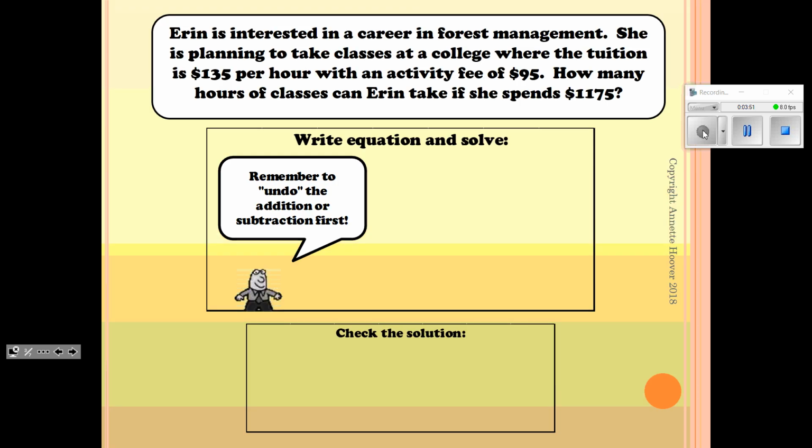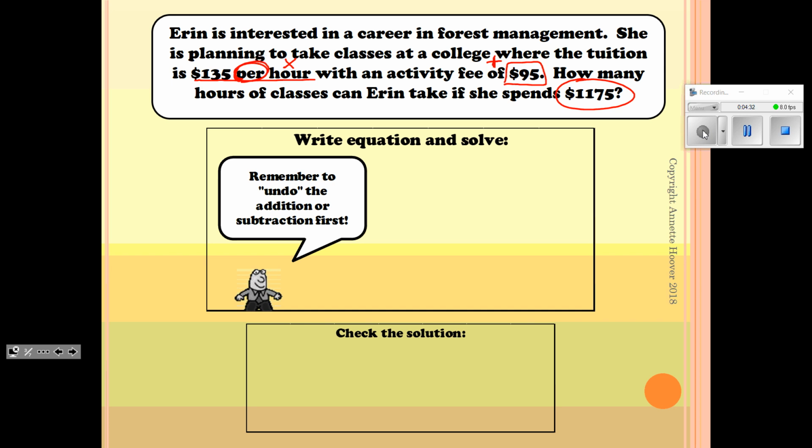Here's another example. Erin is interested in a career in forest management. She is planning to take classes at a college where the tuition is $135 per hour. Remember, per means we're going to multiply it times the number of hours, which is unknown, with an activity fee of $95. That would be a one-time fee that you're going to add on to the tuition. How many hours of classes can she take if she spends $1,175? So here is the total. So think about how you would set that up.